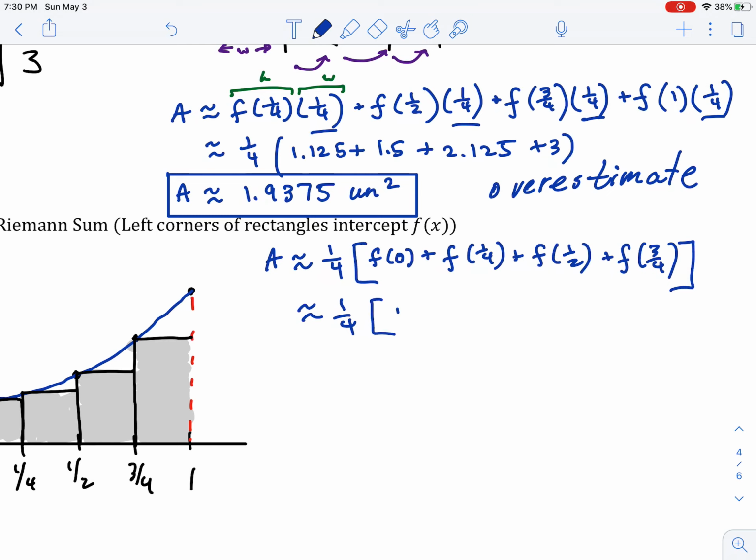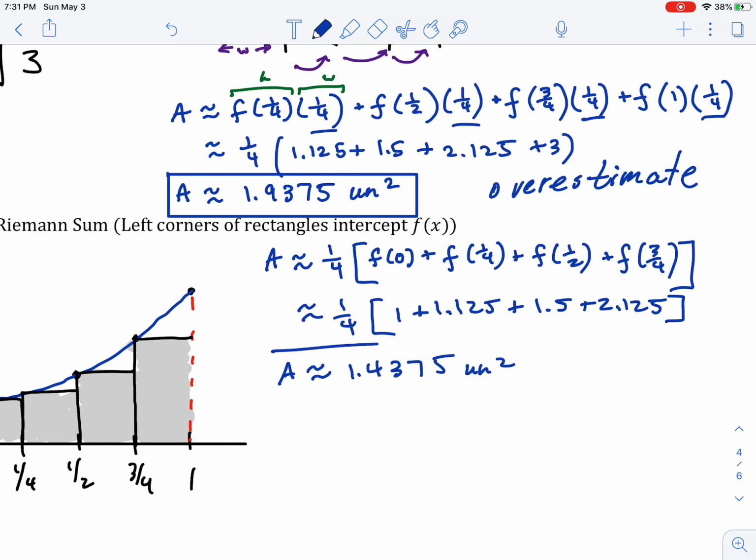Okay, which again, approximately 1/4. Now we know those values. That's going to be 1 plus 1.125 plus 1.5 plus 2.125. So area is approximately 1.4375 units squared.